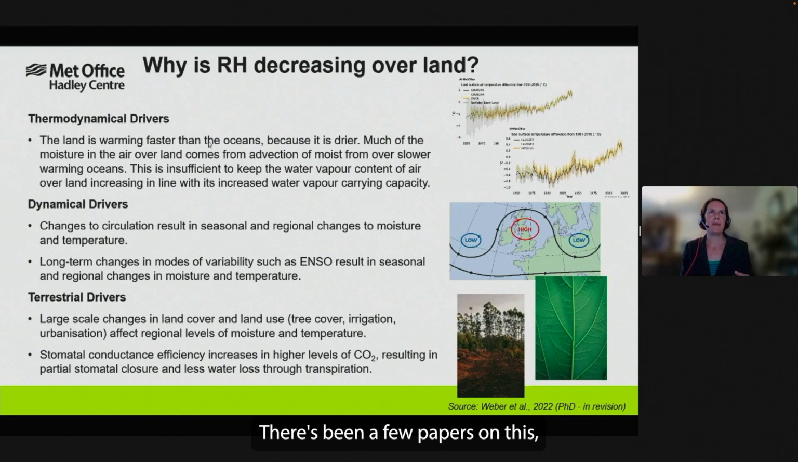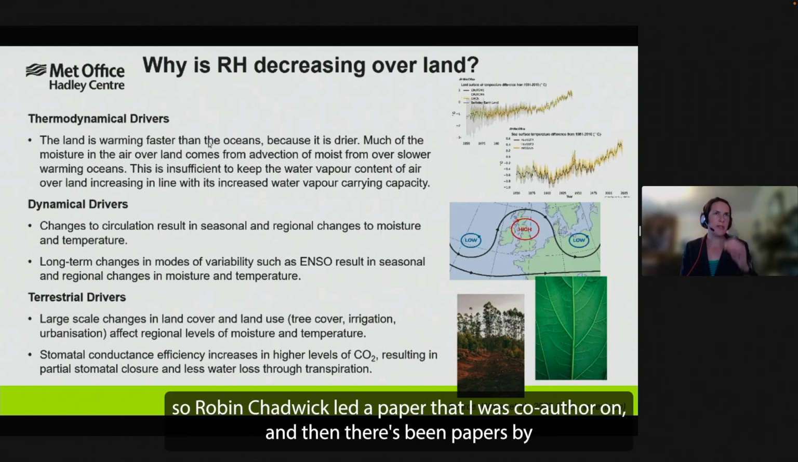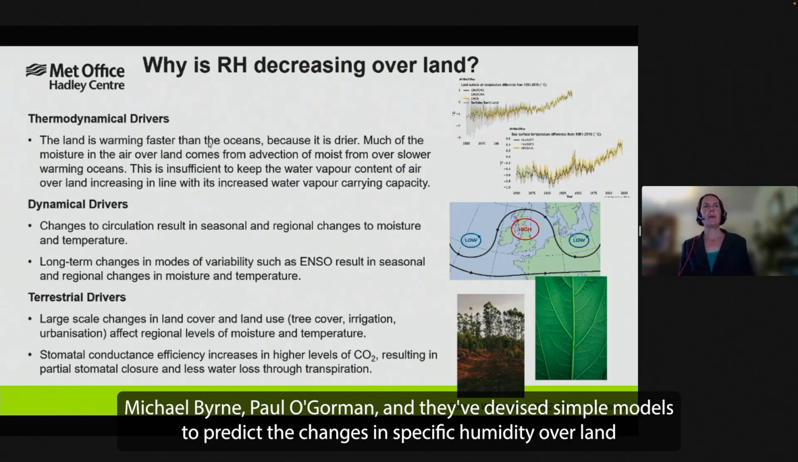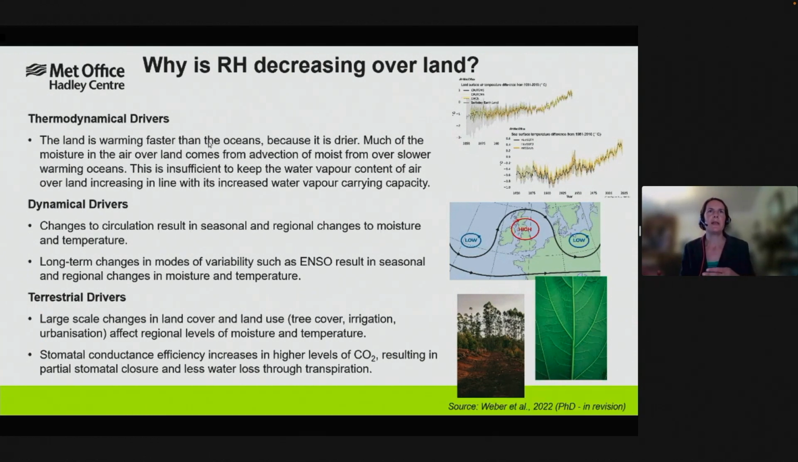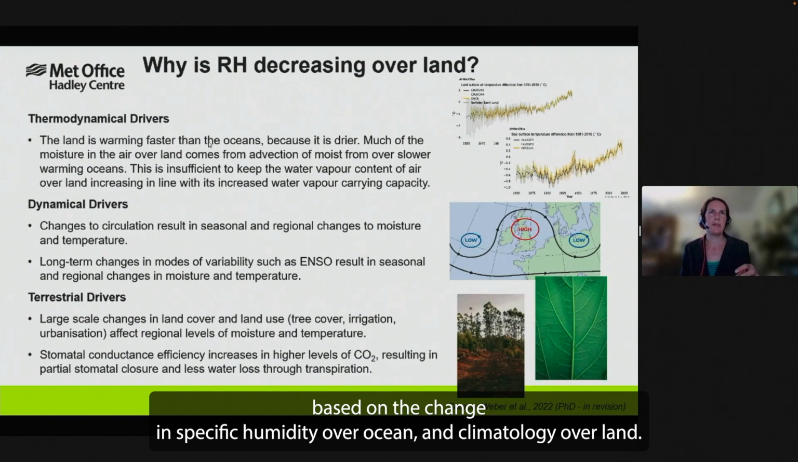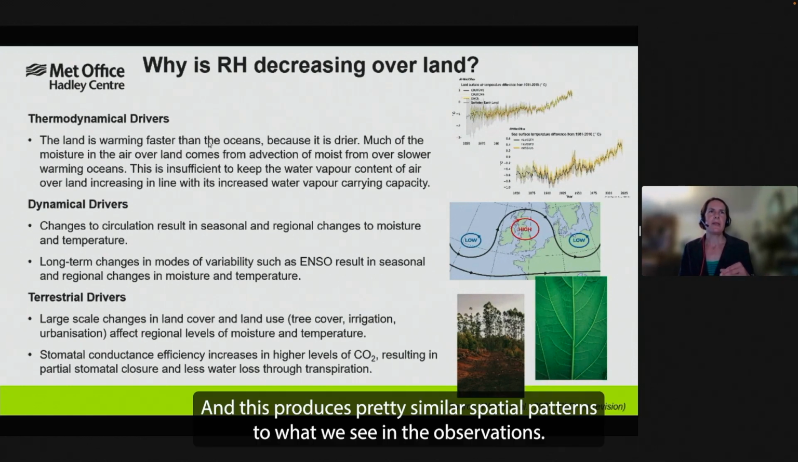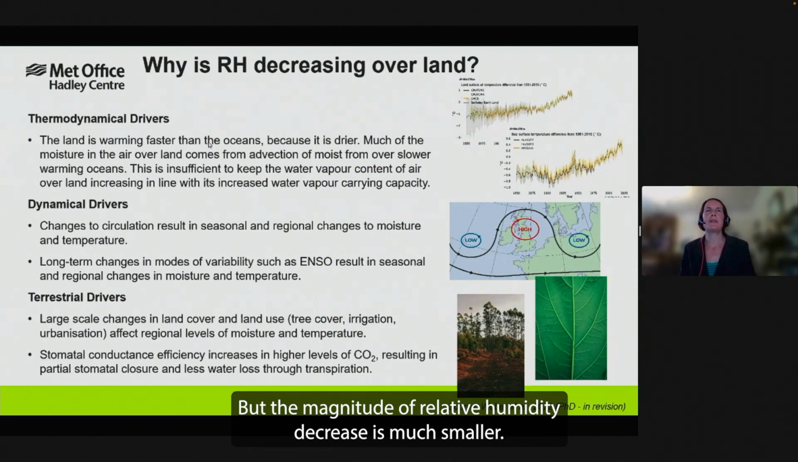There's been a few papers on this. So Robin Chadwick led a paper that I was a co-author on, and then there's been papers by Michael Byrne and Paul O'Gorman, and they've devised simple models to predict the changes in specific humidity over land based on the change in specific humidity over ocean and the climatology over land. And this produces pretty similar spatial patterns to what we see in the observations, but the magnitude of relative humidity decrease is much smaller.